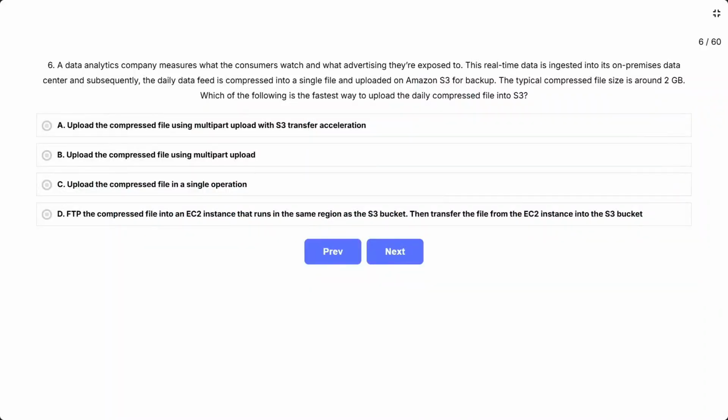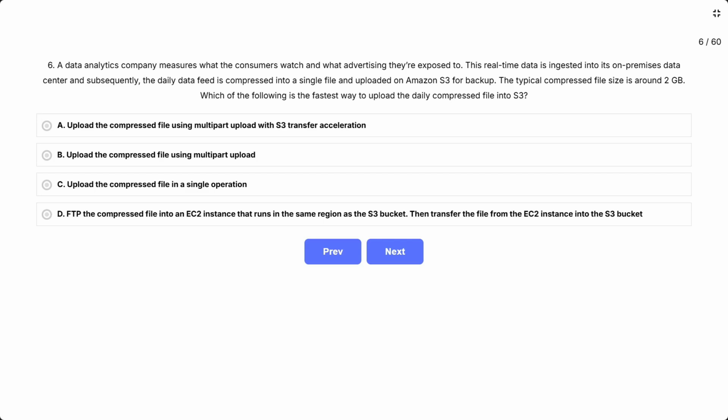Question 6. A data analytics company measures what the consumers watch and what advertising they're exposed to. This real time data is ingested into its on premises data center, and subsequently, the daily data feed is compressed into a single file and uploaded on Amazon S3 for backup. The typical compressed file size is around 2 gigabytes. Which of the following is the fastest way to upload the daily compressed file into S3?